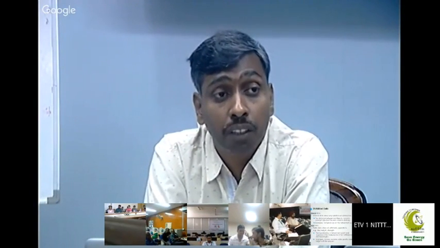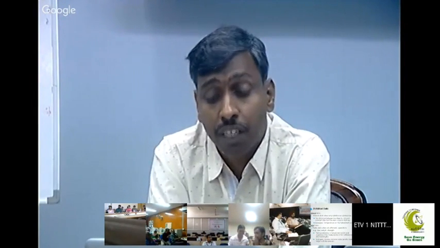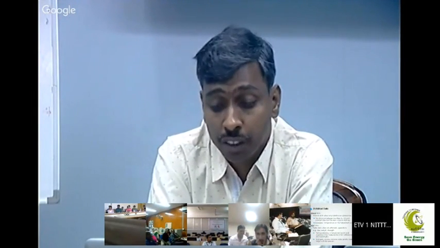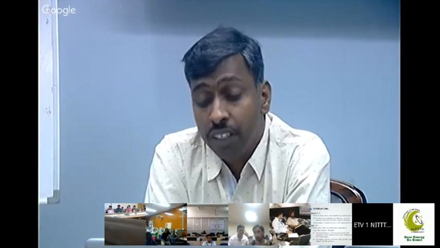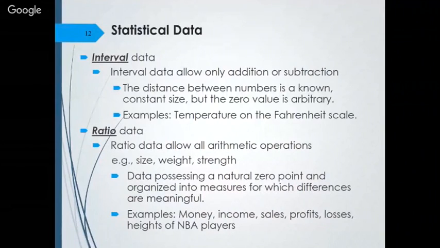Ratio data allows all kinds of arithmetical operations. There is no discrimination. We can do any kind of arithmetic on ratio data. Size, weight, and strength are examples of ratio data. Ratio data has a natural zero point, which makes the measures meaningful. For example, money, income, sales, profit, loss, and height are all ratio data.